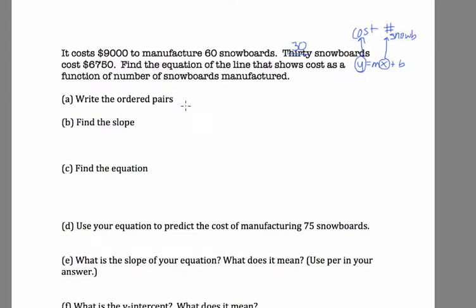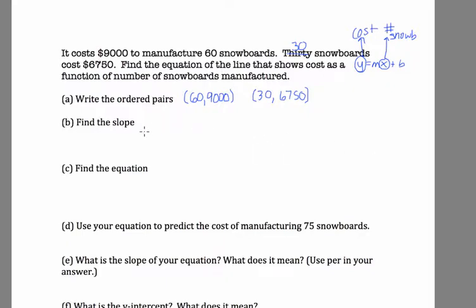Okay, so let's write the ordered pairs first. I have two ordered pairs here. I know that 60 snowboards cost me $9,000. So my x coordinate is number of snowboards, so that's 60, and my y coordinate is 9,000. And I know also that 30 snowboards cost $67.50. So when x is 30, y is $67.50.